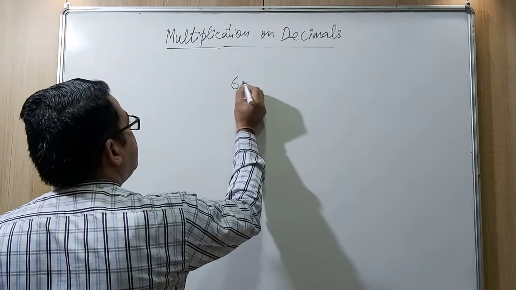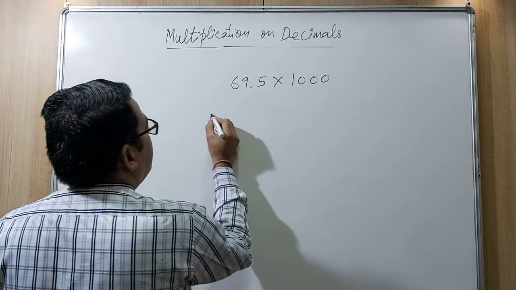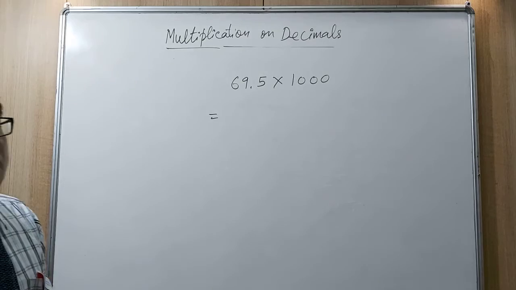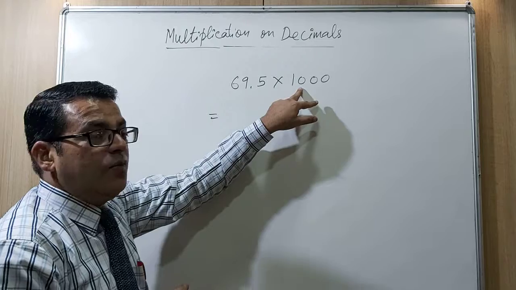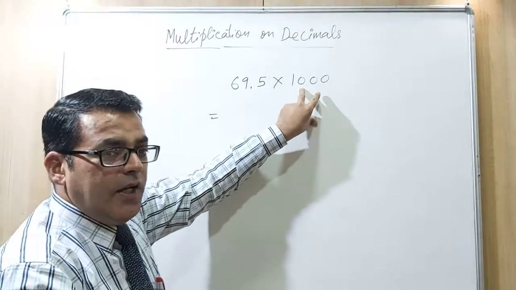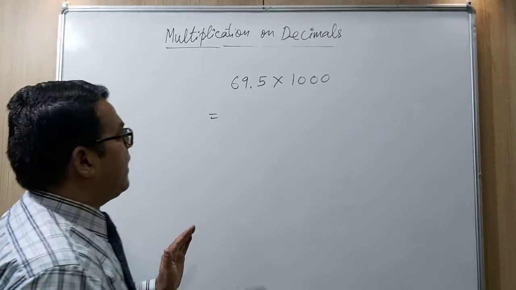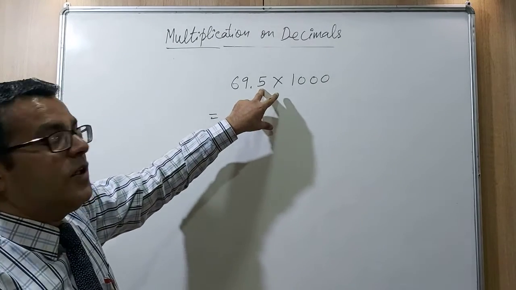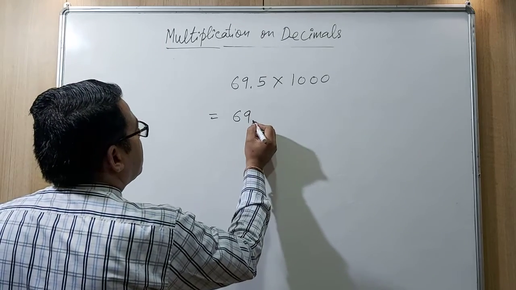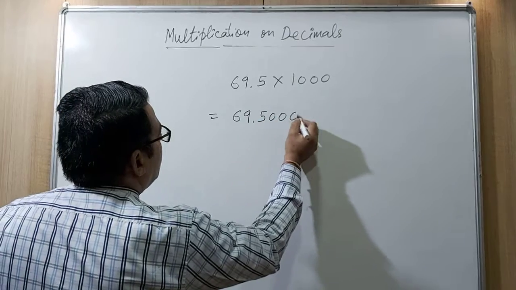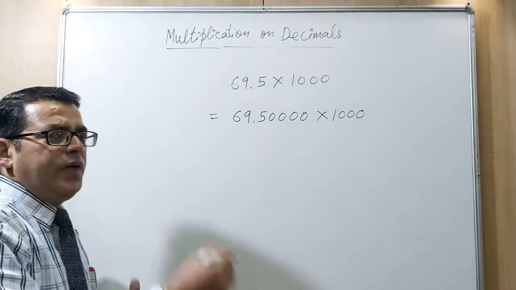Suppose 69.5 is written there and we have to multiply it by 1000. Now you can see how many zeros there are after 1? We have 3 zeros. It means we need to shift this decimal point 3 places to the right-hand side. But you can see we have only one digit here. So what to do now? We can write it like this. We can add as many zeros as we can.